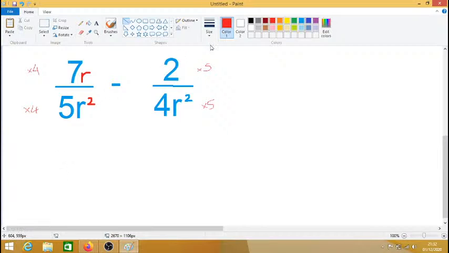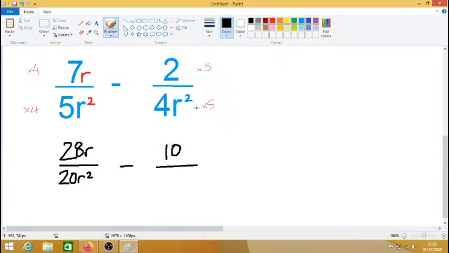Let's get two new fractions. So on the top, I've got 7r times the 4, that's 28r. On the bottom, I've got 5r squared times 4, that's 20r squared. On the top of the second one, 2 times 5, that's easy enough, that's just 10. On the bottom, 4r squared times 5, that's 20r squared, which is exactly what I wanted. So now the denominators are the same.